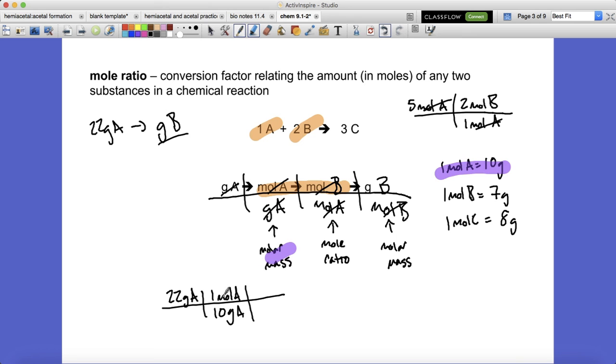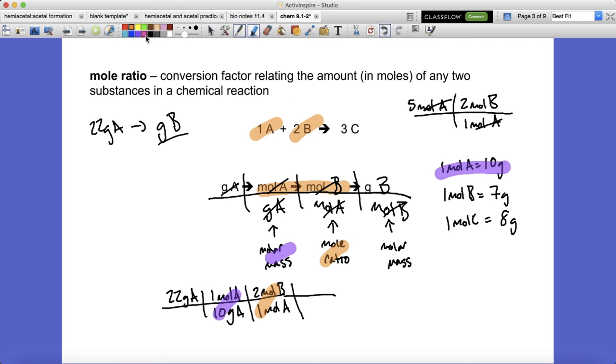And then I need to change moles of A into moles of B. And again, like I said, we're going to use a 2-to-1 ratio. There's 2 moles of B that react for every 1 mole of A that reacts, right? And then we'll do one last step, right? We just covered a couple things. We used a molar mass. We used a mole ratio. Again, we related those 2 things in the equation above.